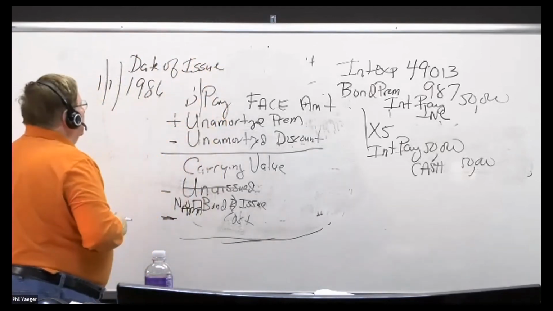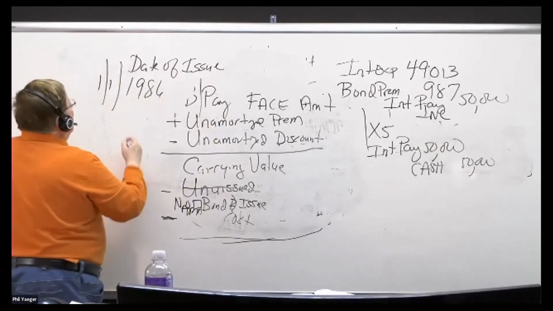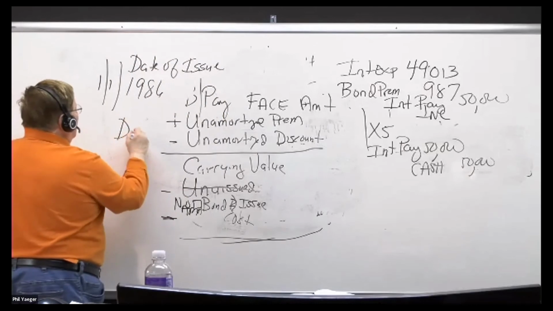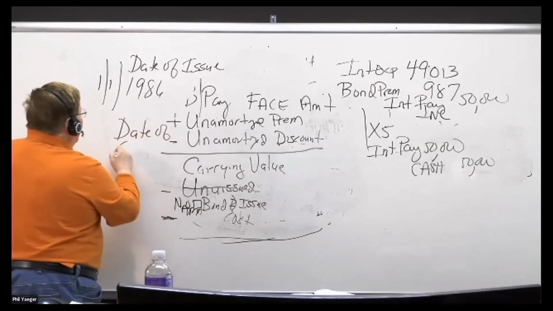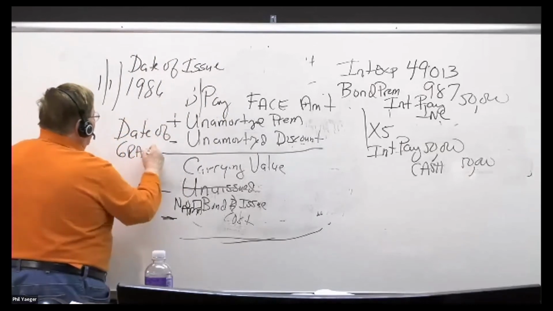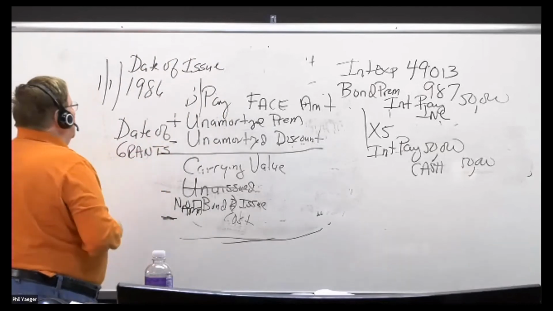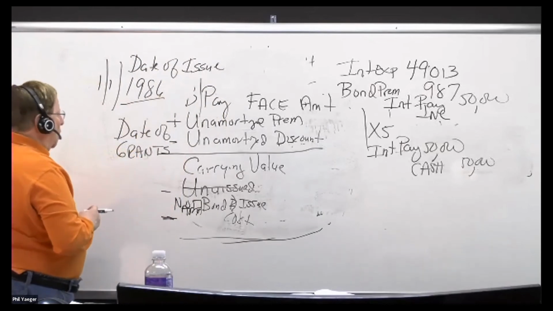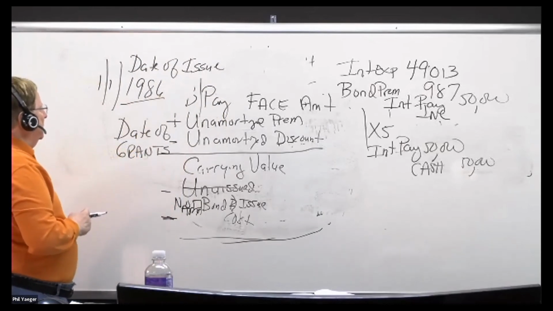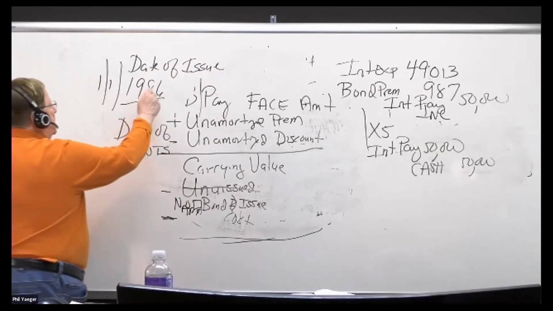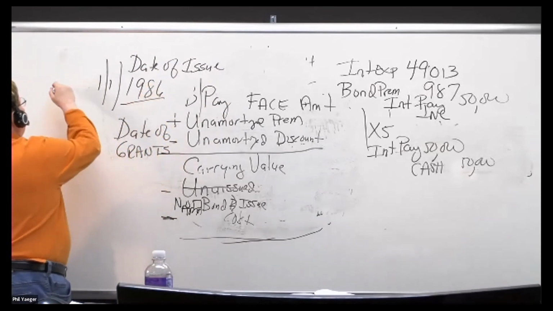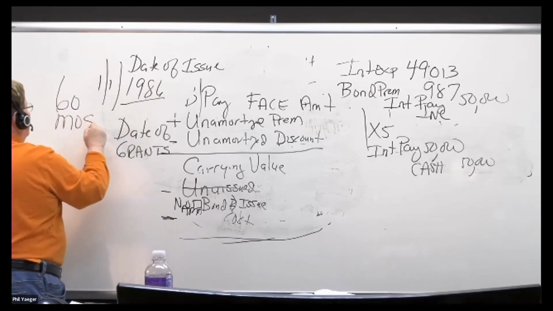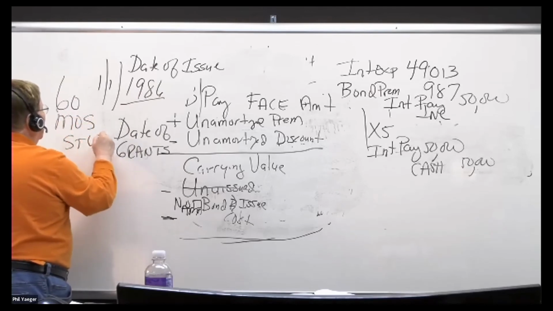Now, I want to check these dates. Now, there's also another date on a bond contract called a date of grant. And if I get this wrong, I'll tell you Thursday. Now, remember, bonds can be issued before they're actually sold to the public. Do you understand that? Now, if this is a 5-year bond, we're going to take issue costs and amortize them over 60 months straight line, right?